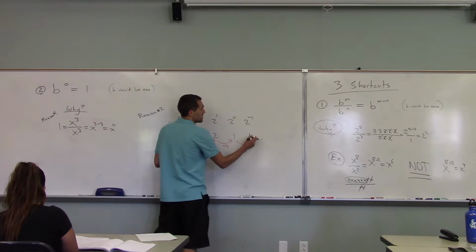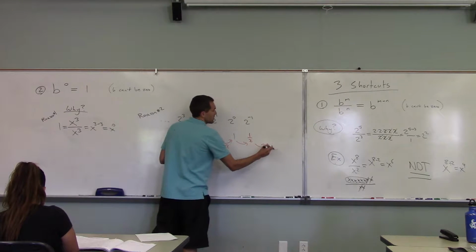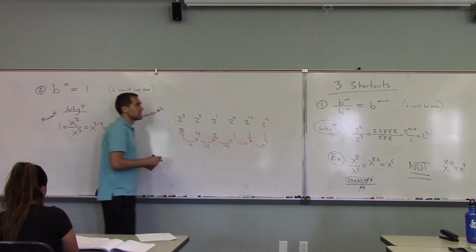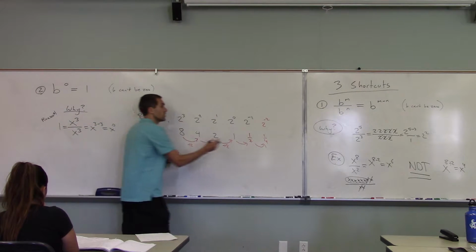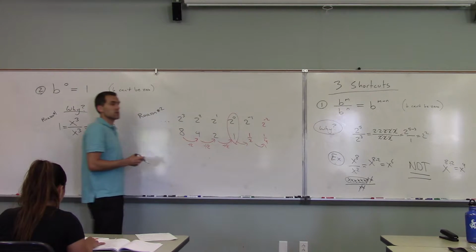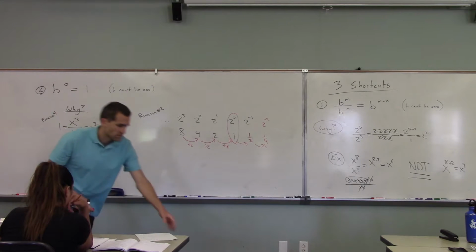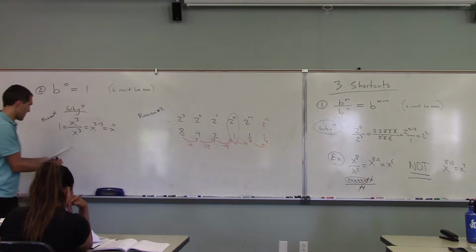But this would end up being 1/2. This would end up being 1/4. Okay, and the pattern continues. But the one you need to know is that anything to the 0 power is equal to 1. All right?